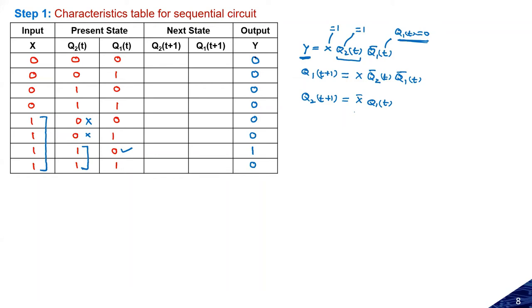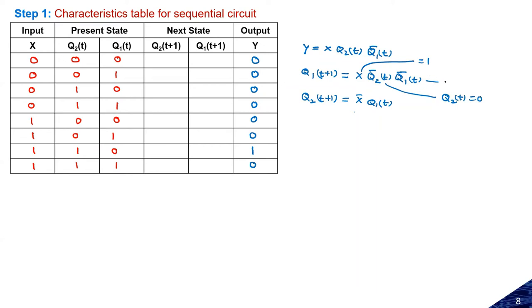If you have any doubt about how I calculated this column for output Y, you can ask the question. Otherwise, we can move ahead. So simply, I just need to shortlist which of the variables need to be high to make the output high. Now let us talk about Q1T plus 1. To make Q1T plus 1 high, X should be 1, Q2T should be 0, and Q1T should be 0. If X is equal to 1, Q1 is equal to 0, and Q2 is equal to 0, in that case Q1T plus 1 will become 1.